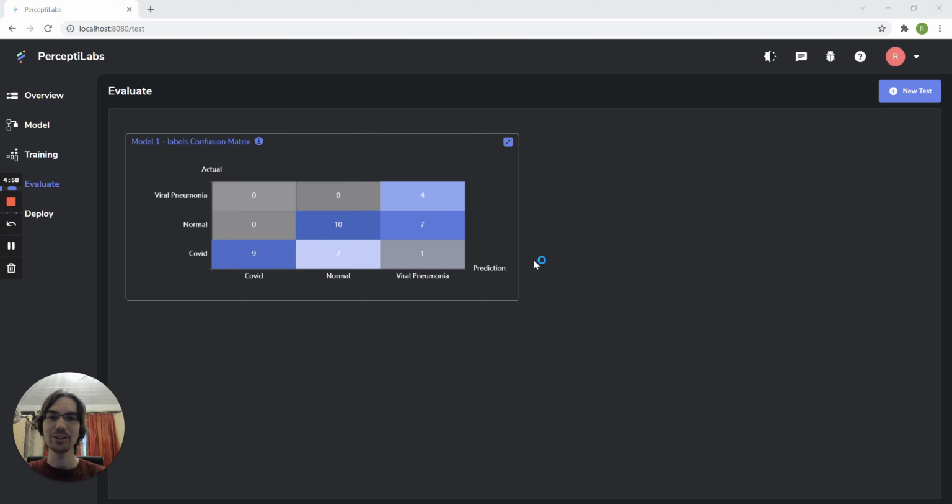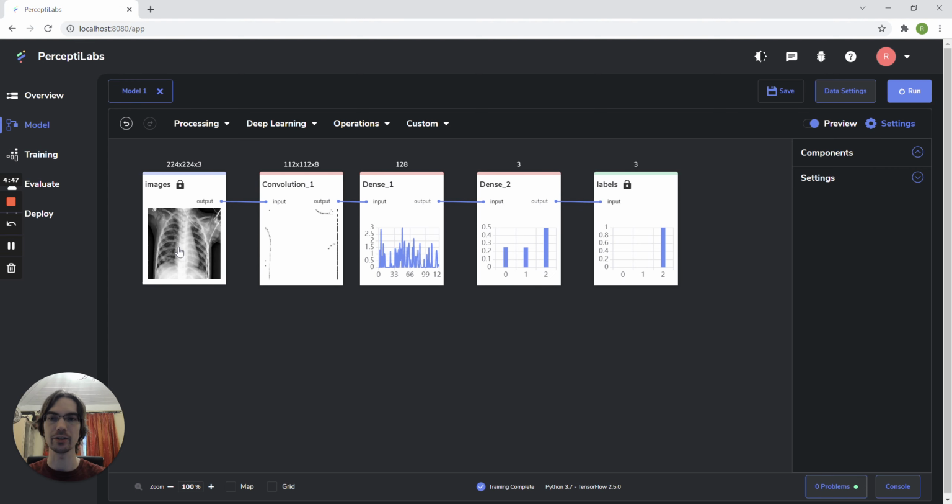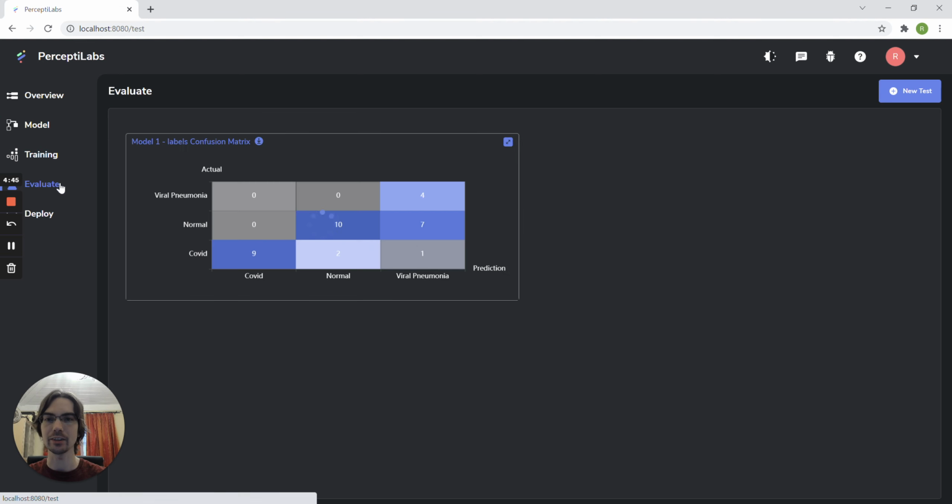Hi! In this video I want to show how to read the confusion matrix and also how to get the precision and recall out of it. So to start off, I trained the model on MRI scans of chests, and it's trying to classify them if you have COVID, if you have normal, meaning you don't have anything, or if you have viral pneumonia.